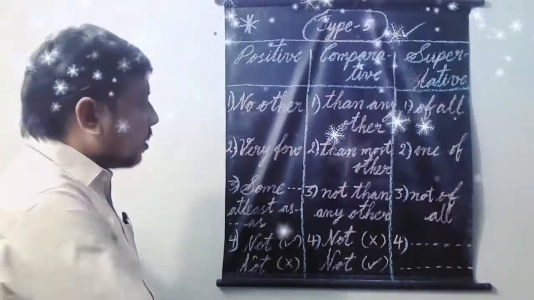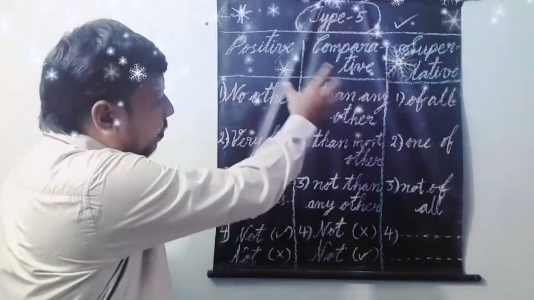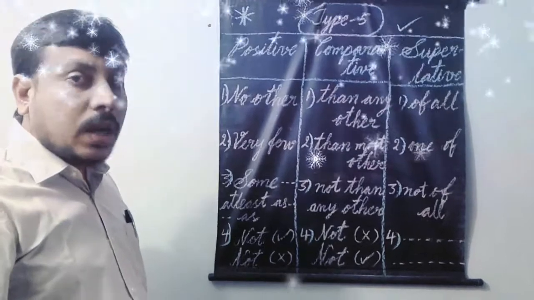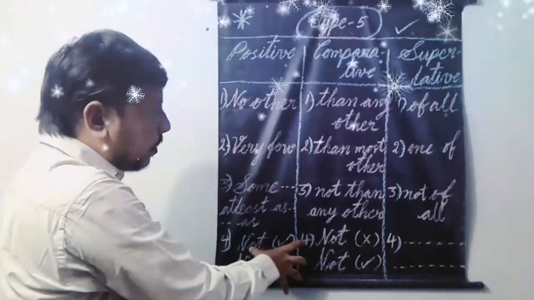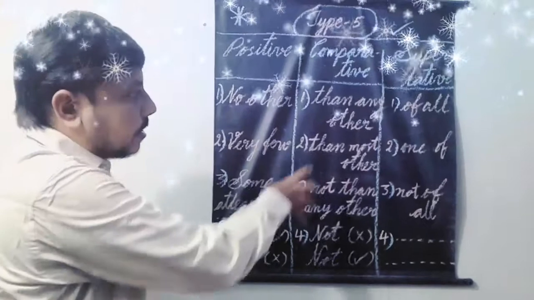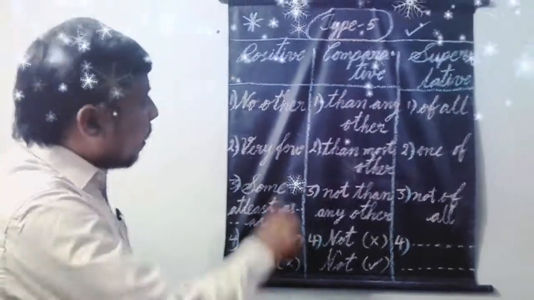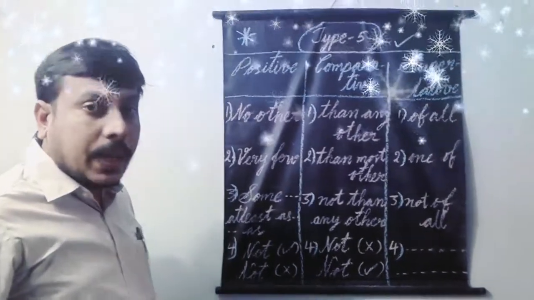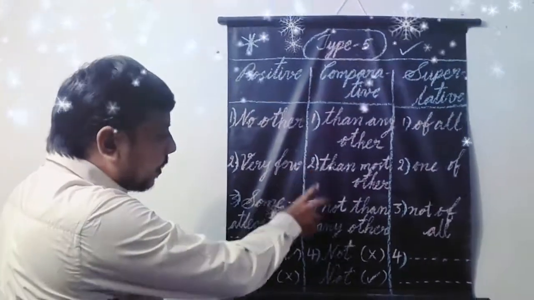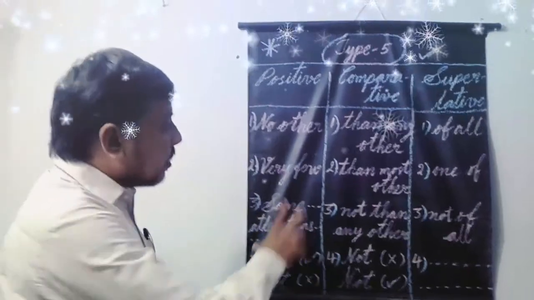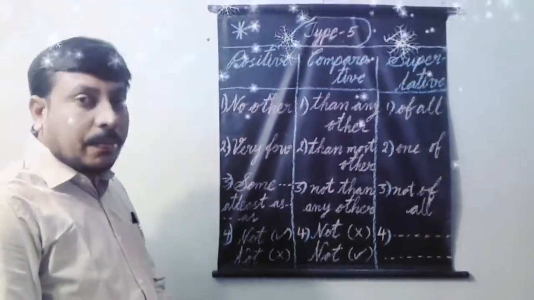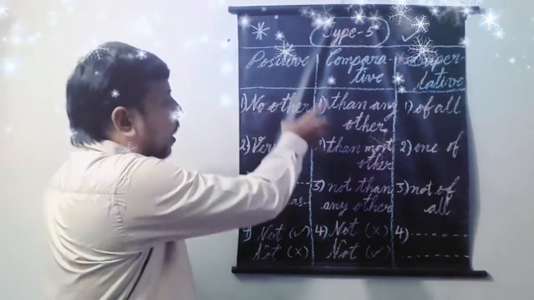In such a way, if you prepare a table regarding all these 4 models of degrees of comparison, you can remember like this. Okay? In order to remember all 4 types of degrees of comparison very easily, this table has been prepared. Now let us see the clues which are related to the 4 types of degrees of comparison regarding this type 5.